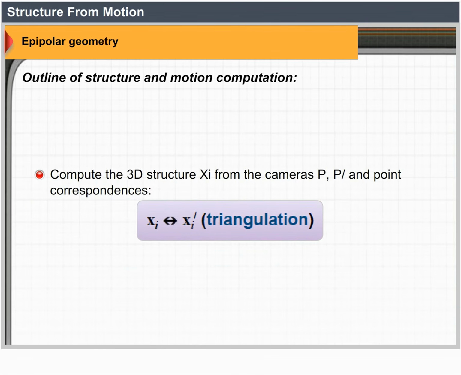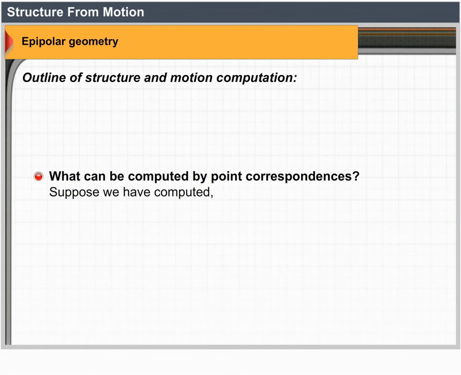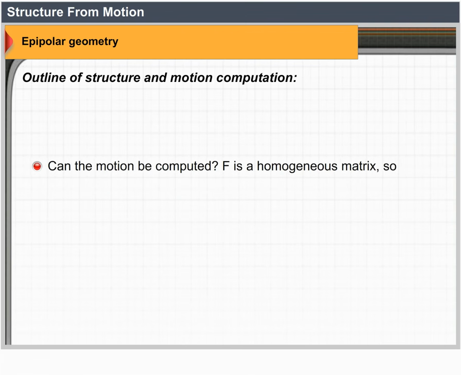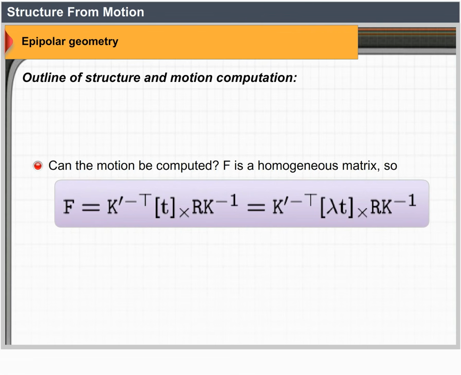What can be computed from point correspondences? Suppose we have computed F equals K dash to the power minus T, matrix Tx R K to the power of minus 1. Can the motion be computed? F is a homogeneous matrix, so F equals K dash to the power minus T matrix Tx R K to the power of minus 1 equals K dash to the power minus T matrix lambda T x R K to the power of minus 1. The translation can only be determined up to scale.